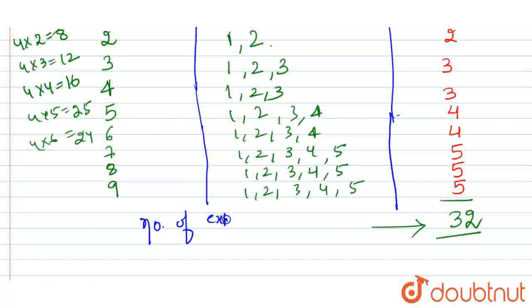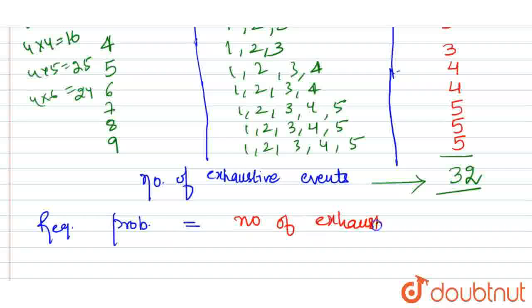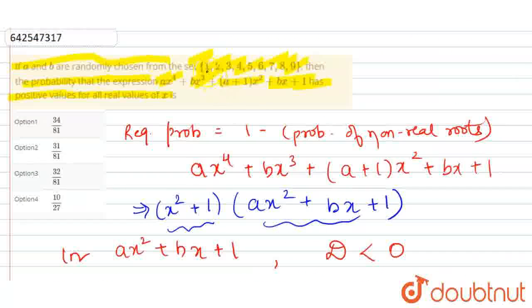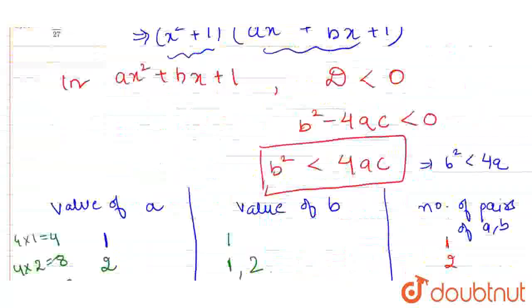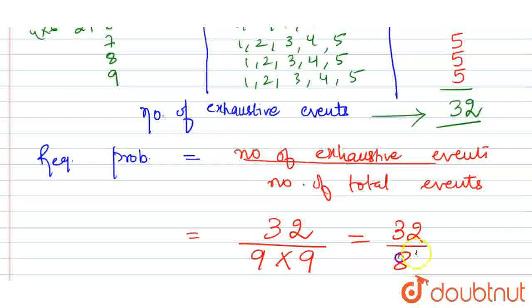Now we have to find out the total number of events in order to get the required probability. So the required probability will be the number of exhaustive events upon the number of total events. Here, we can have the value of a as 1, 2, 3, 4, 5, 6, 7, 8, 9, and there could be 9 values of b as well. So we will have the total number of outcomes as 9 into 9, and the favorable are 32. So our probability will be 32 upon 81.